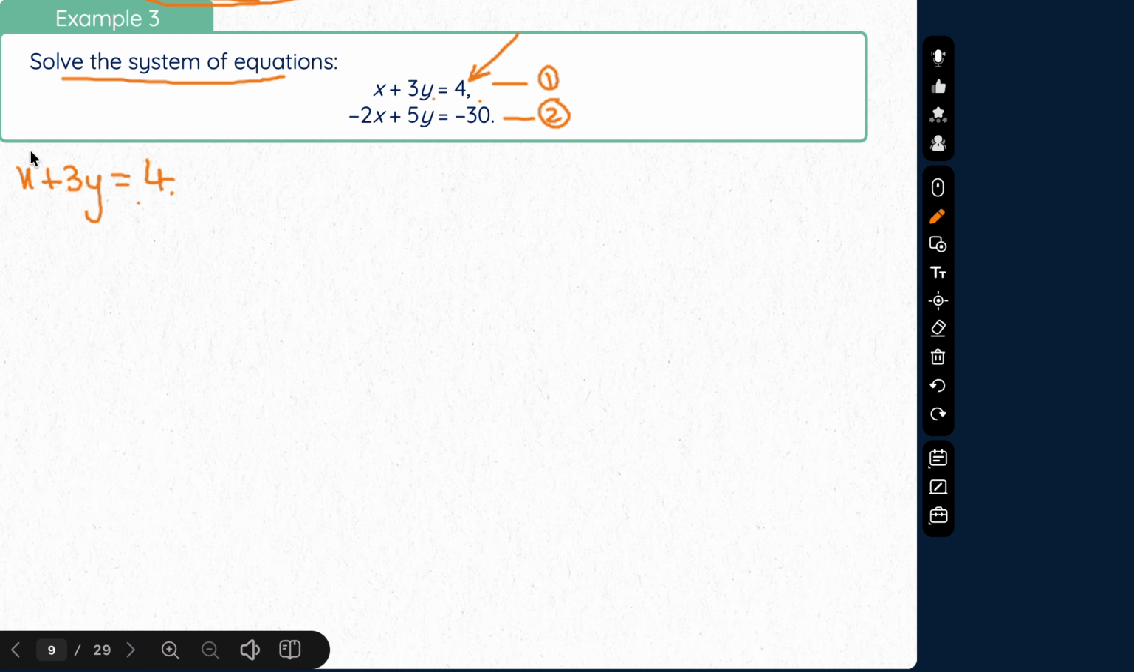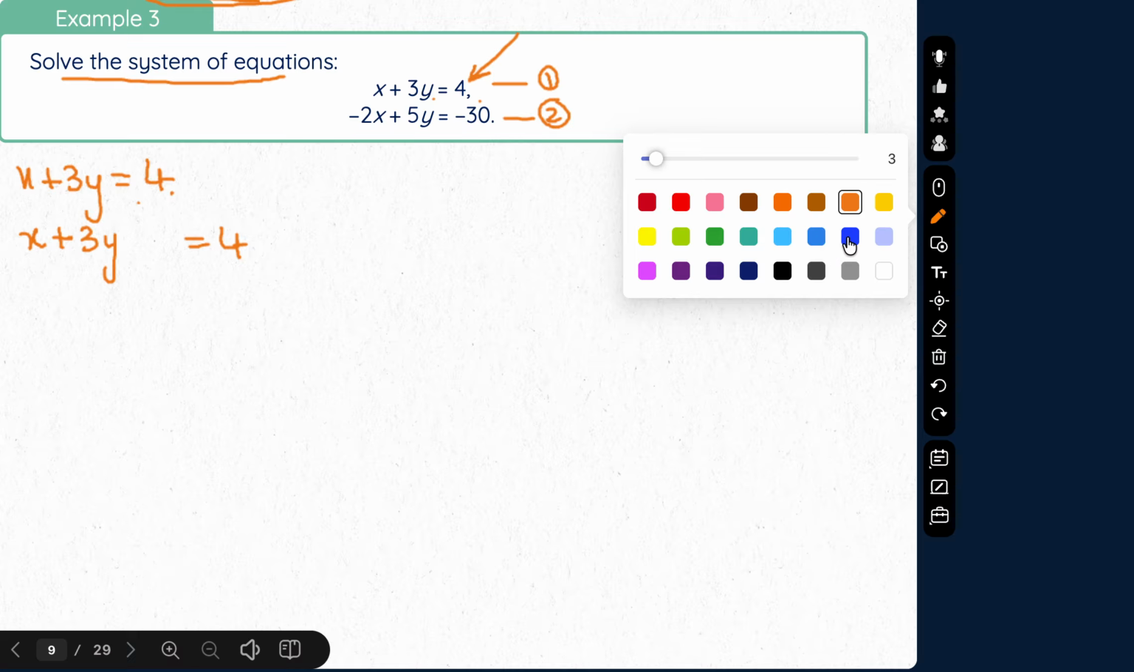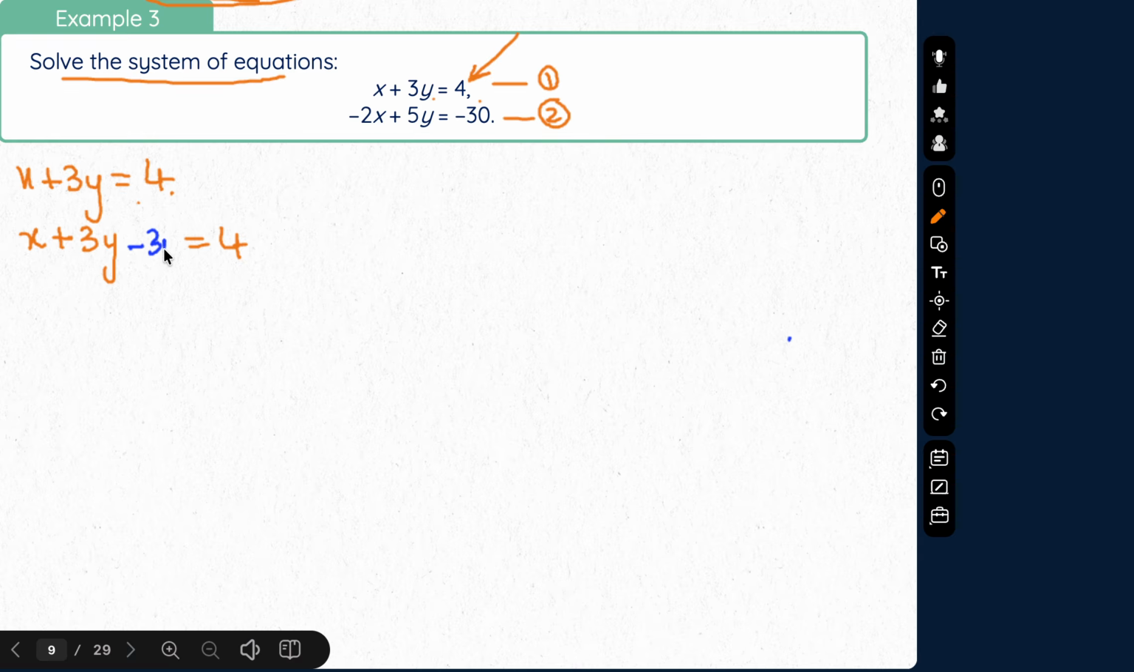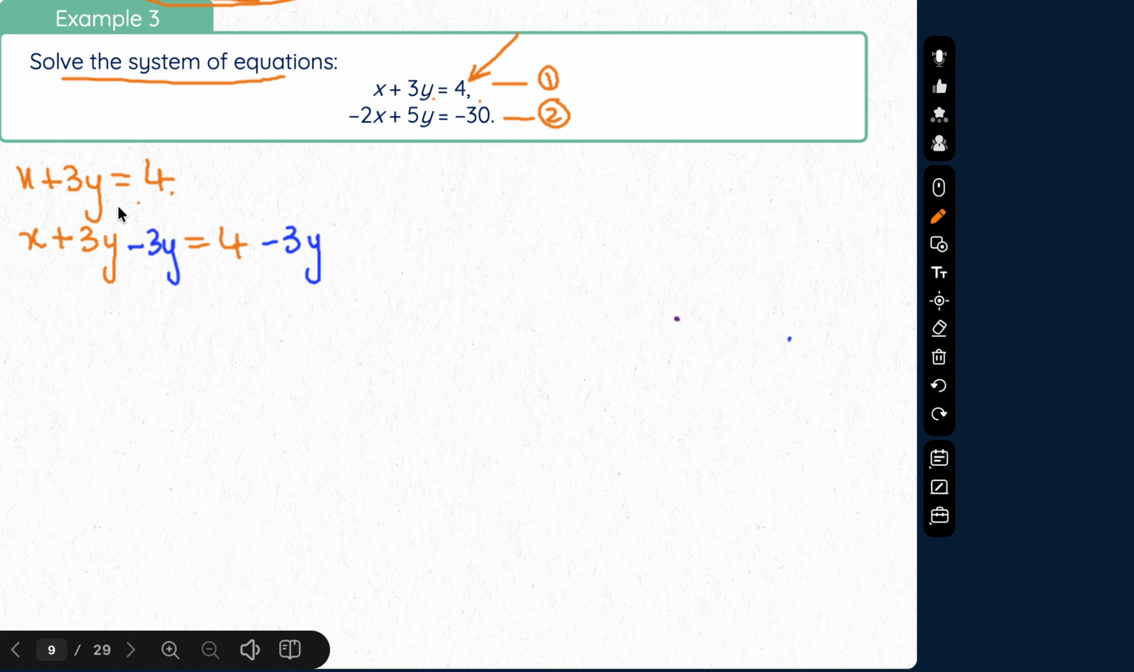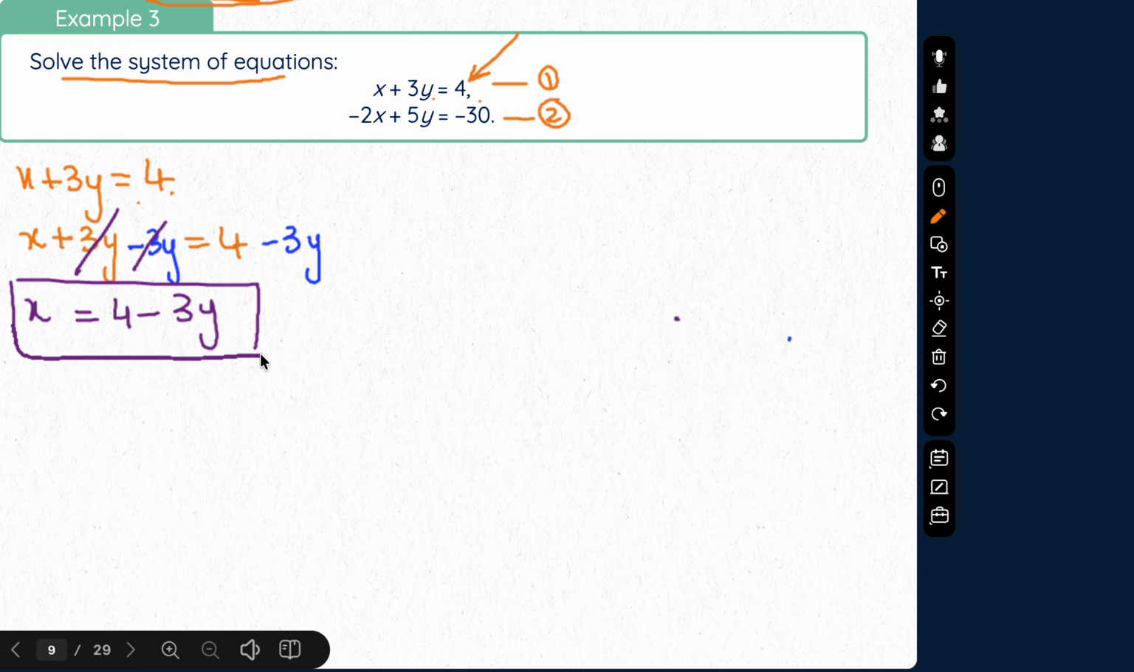Now what I have to do is arrange this equation for x. The first step that I can do is subtracting 3y on both sides. That was the original equation, and if I subtract 3y on both sides, I'll get this and this will cancel out. x is equal to 4 minus 3y. In this way, I have arranged x in terms of y, right?